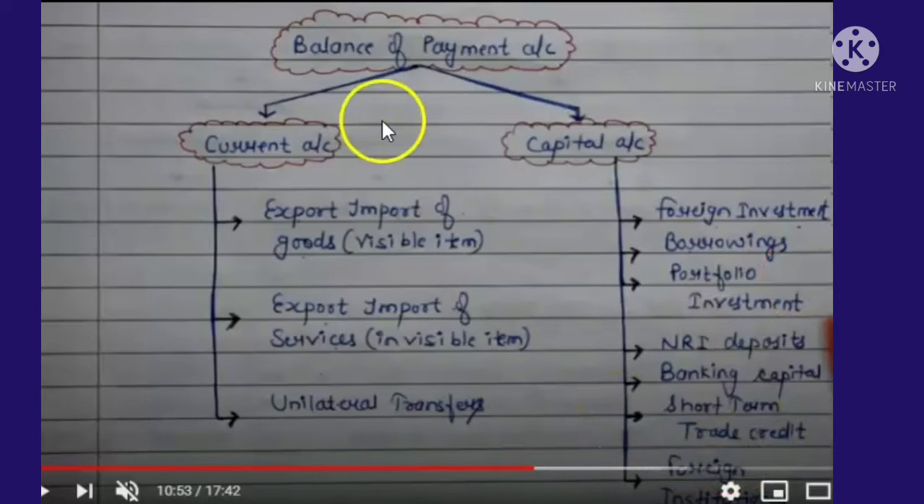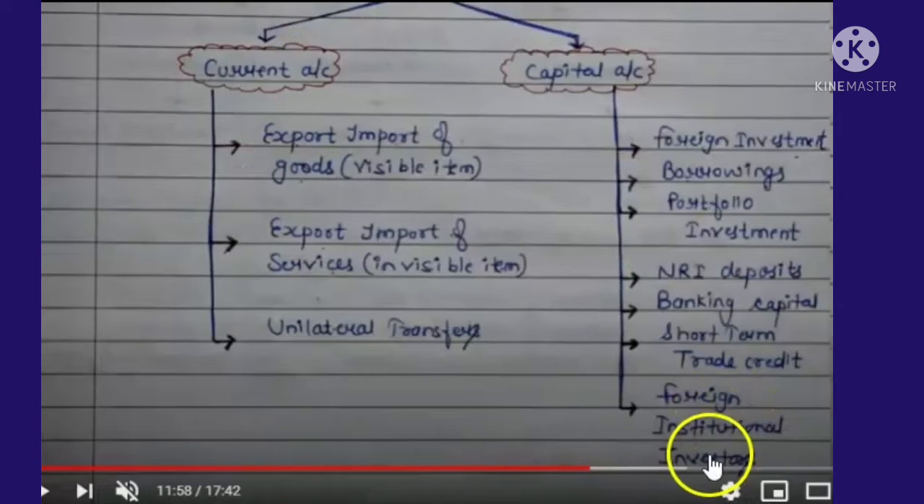Next is short term trade credit. That trade credit is also included under this capital account. Next is foreign institutional investors. Some institutions from abroad are investing in our nation. That's foreign institutional investors, and that may also be calculated in the capital account. The capital account is as we studied earlier in the government budget chapter. The same may be included here under the capital account. The components coming under it are almost the same, that is borrowings, investment, etc.